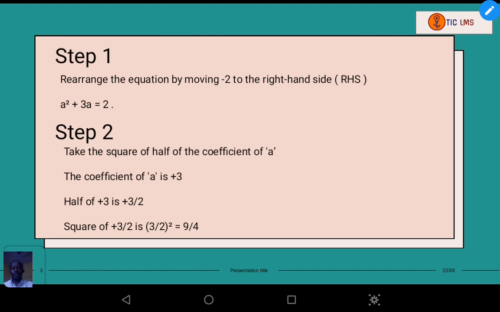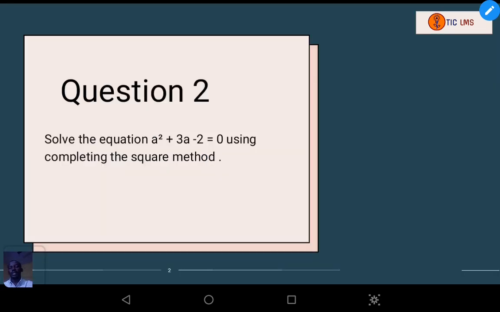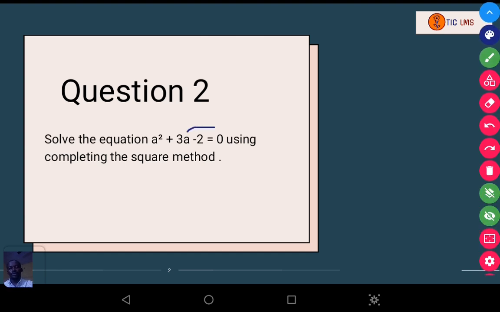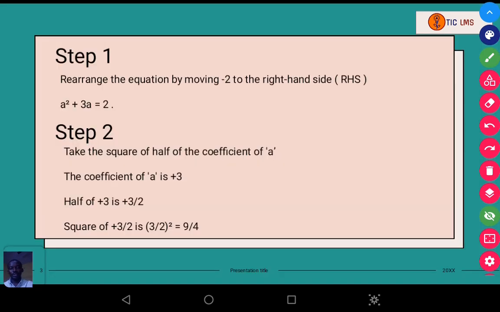So the first thing is that we're going to move the negative 2, which we have on the left hand side, to the right hand side. In moving it, you realize that there will be a change in the sign. So it was initially negative 2, it's going to become positive 2, and that is what you have here as 2. Okay, now step 2 says take the square of half of the coefficient of a.